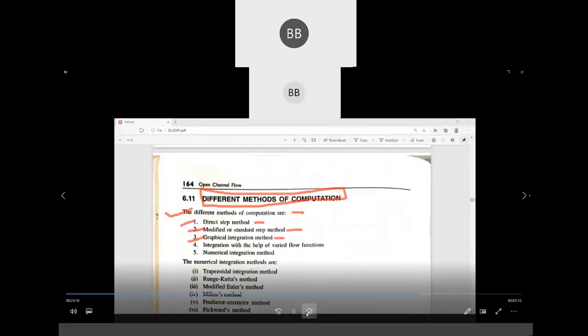Number 4 is integration with the help of varied flow function. And number 5 is the numerical integration method. For the numerical integration method, we have a number of options, and you can choose which one you want to use.